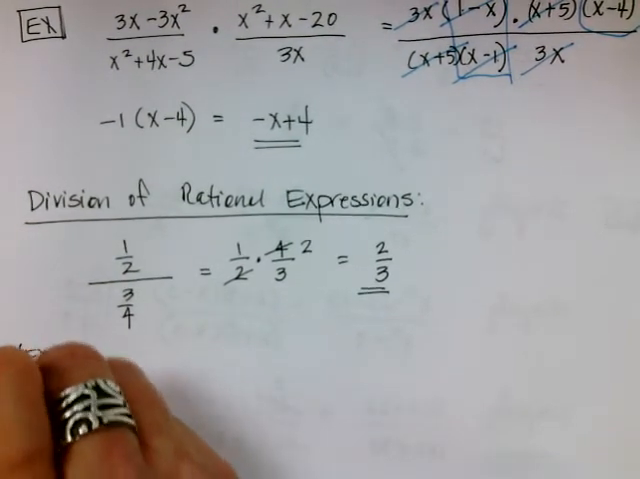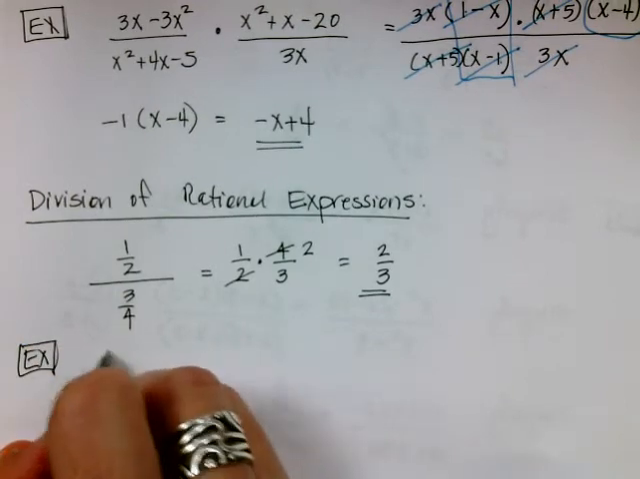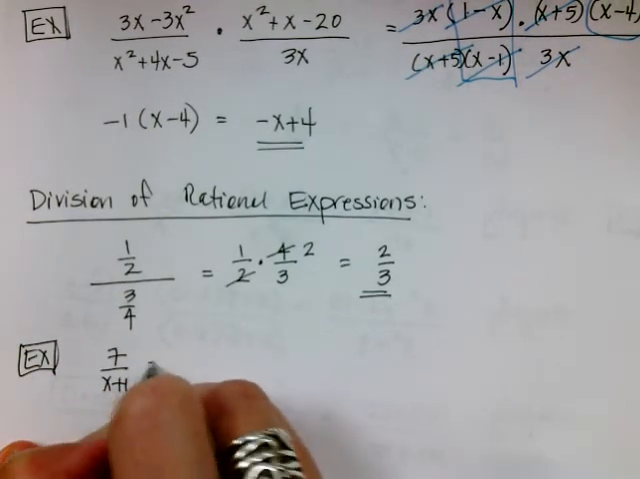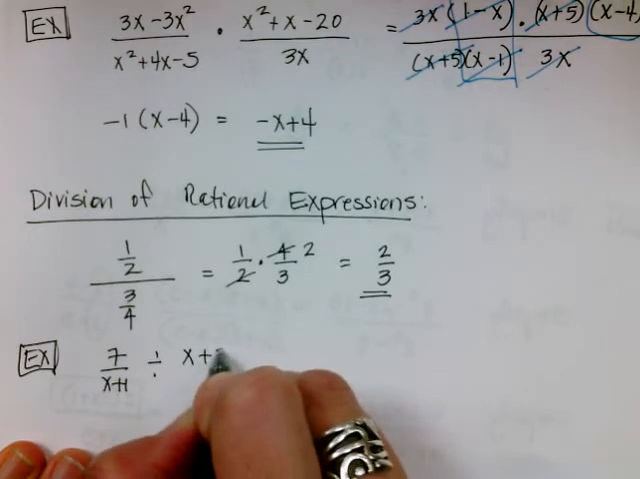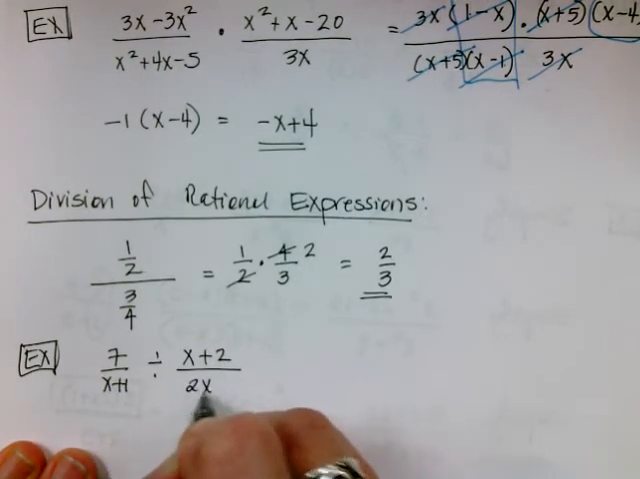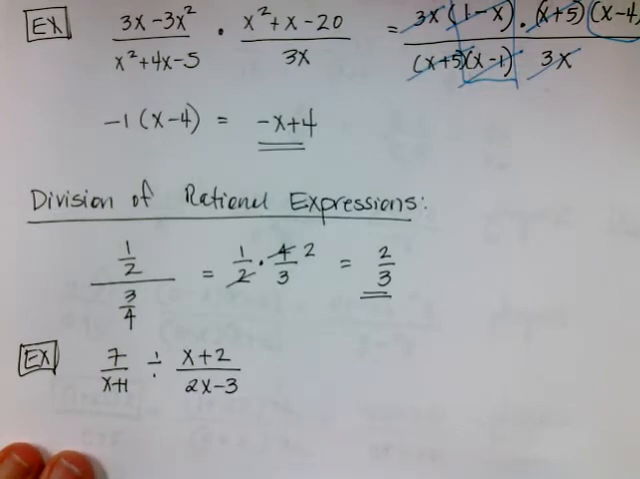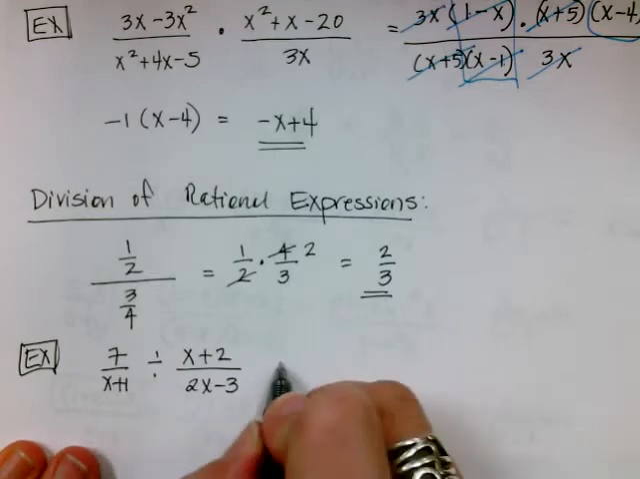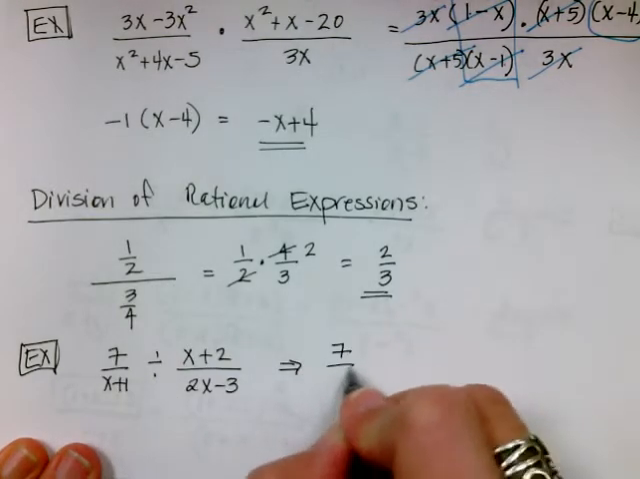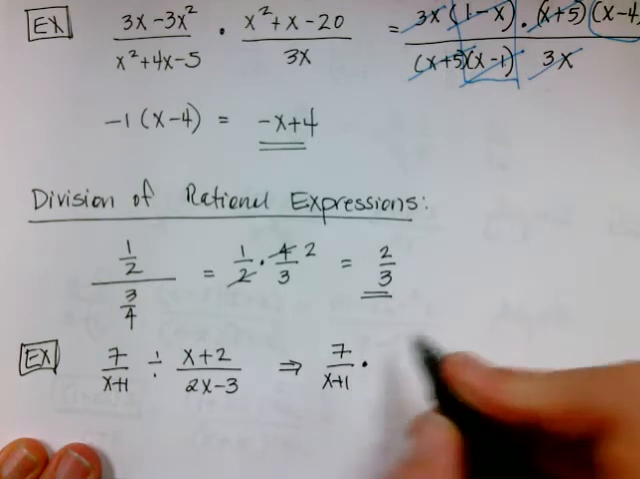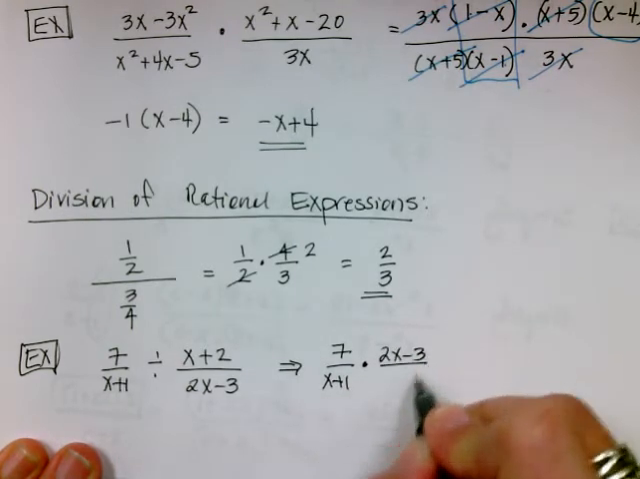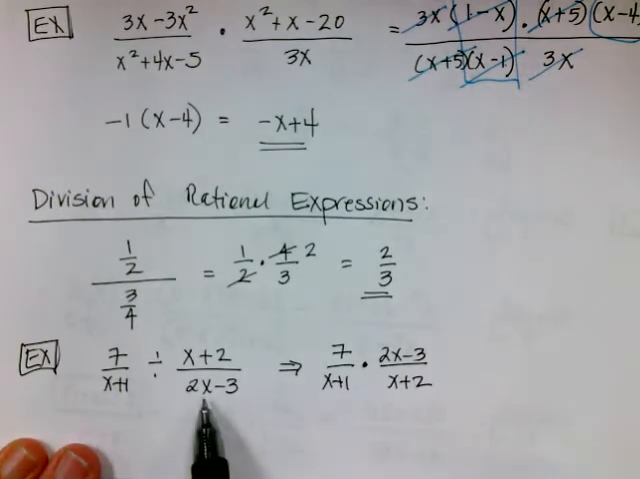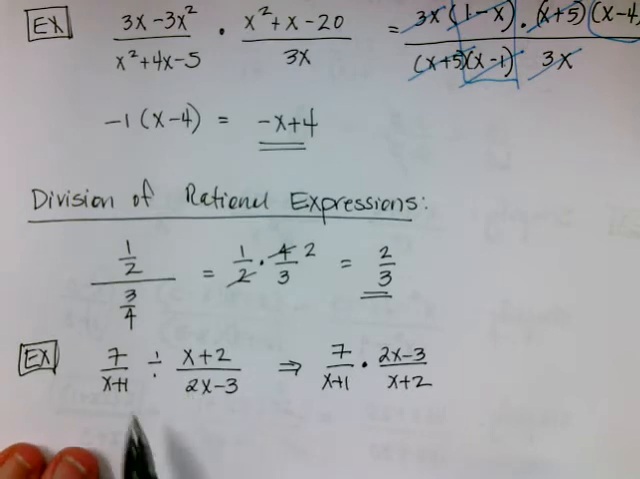All right, so here's my example. I'm going to have 7 over x plus 1 divided by x plus 2 over 2x minus 3. So the first thing that I always do before I do any reducing is flip the fractions. Okay? So I'm going to have 7 over x plus 1 multiplied by 2x minus 3 over x plus 2. And notice that I'm multiplying by the reciprocal of the denominator. Okay? This is the numerator, this is the denominator.